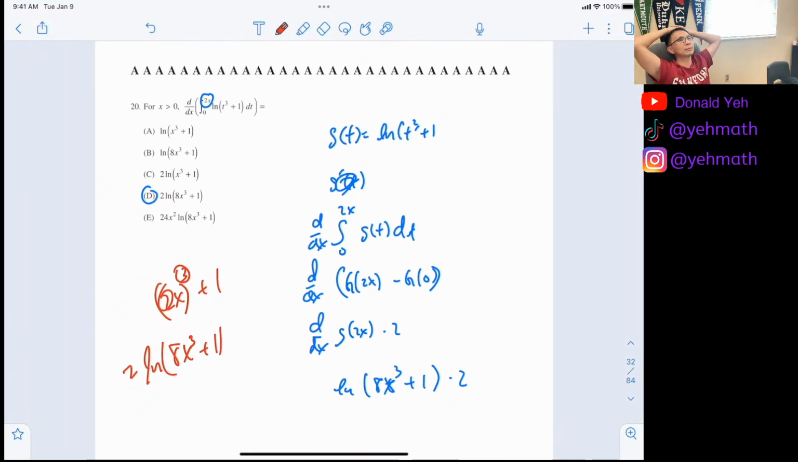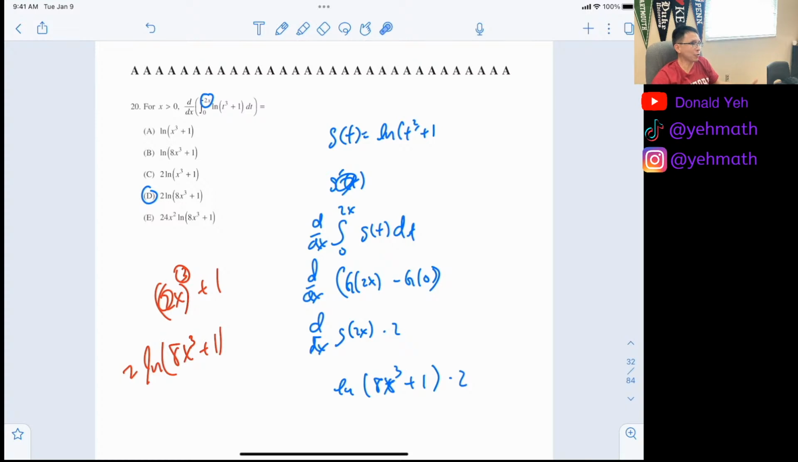Who said 20? Okay, so I'm going to say that again. If the boundary is a variable, it's usually accompanied with a derivative. I've taught a long time. I don't know how to take the integration of natural log. I don't care, because if I'm going to take an integration, I'm going to take a derivative.